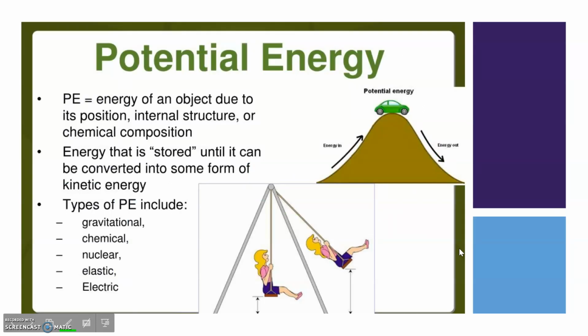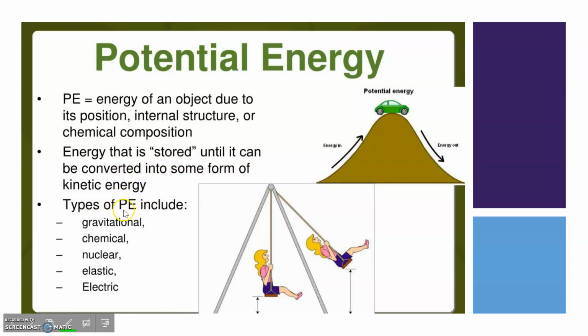All right, potential energy just says that there is energy that has the potential to change into something else. It could be because maybe the object is at some position. Maybe it's up on a hill. It has some sort of height. It could be the internal structure, the chemical composition. So it's some sort of stored energy until it's converted to something else. Because remember, energy is not created or destroyed.